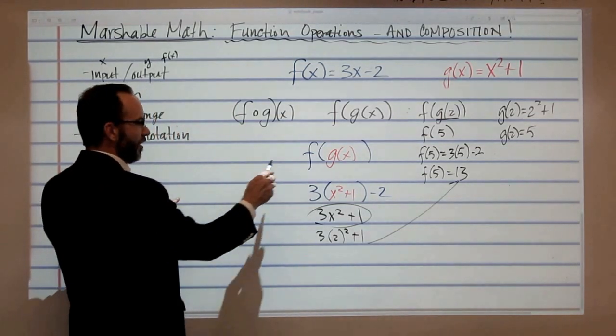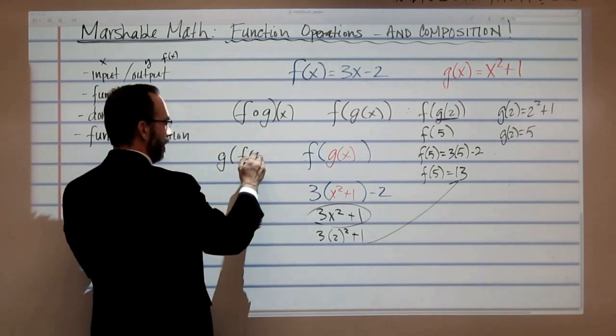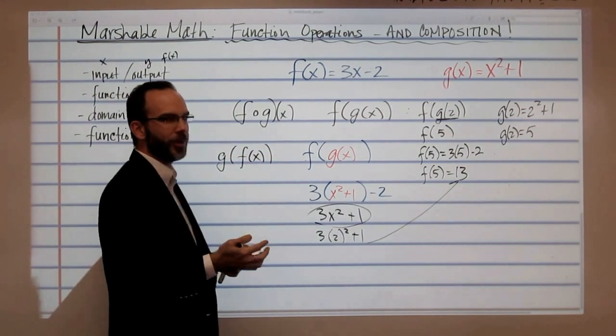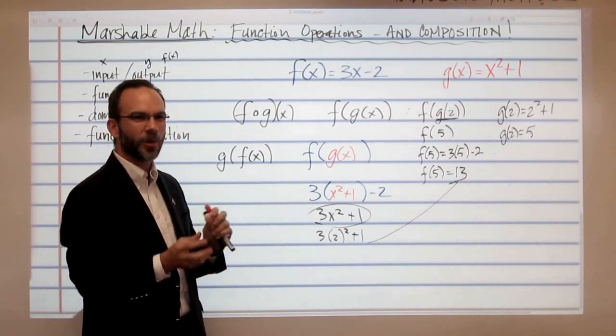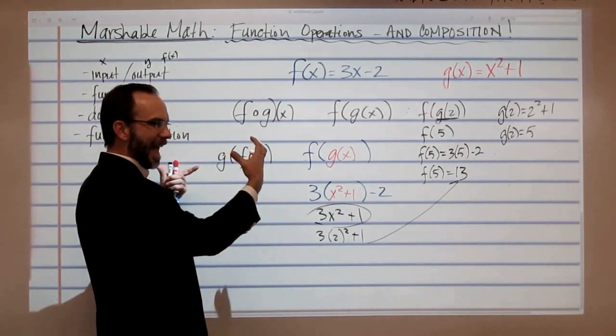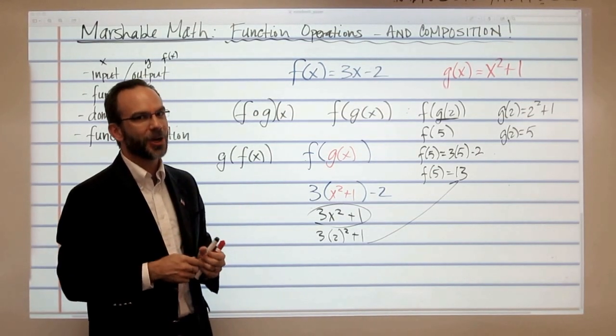Question for you. This is f of g of x. What if I did g of f of x? Does order matter when you do this? When you do composition functions, does it matter which is the inner function and which is the outer function? Which one you put into the other one? Give that a shot and see what you think, okay?